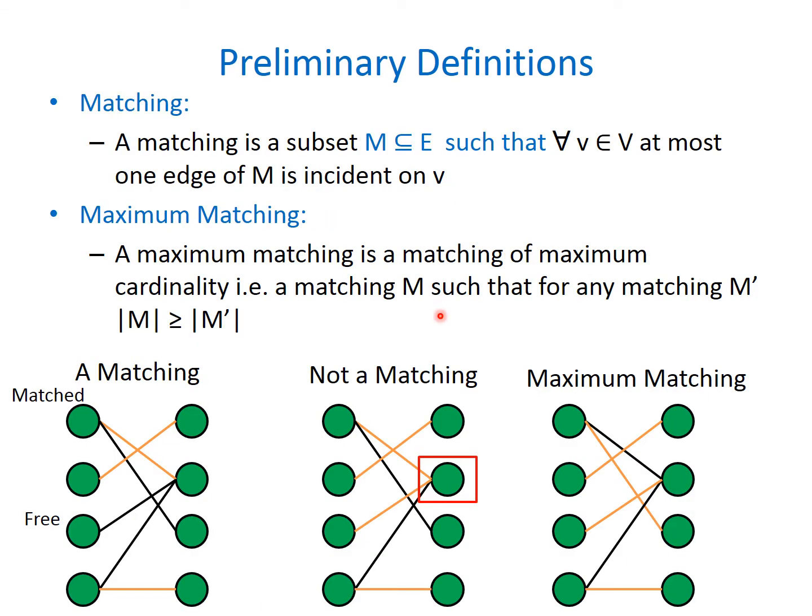Now that we know what a bipartite graph is, let's see what a matching implies. A matching M is a subset of the edges of our graph such that for every vertex in our graph, at most one edge in M can be incident on any vertex V. For example, this graph over here is not a matching because two edges in the matching map to the same vertex, which cannot happen. A maximum matching is a matching which contains the maximum edges possible.